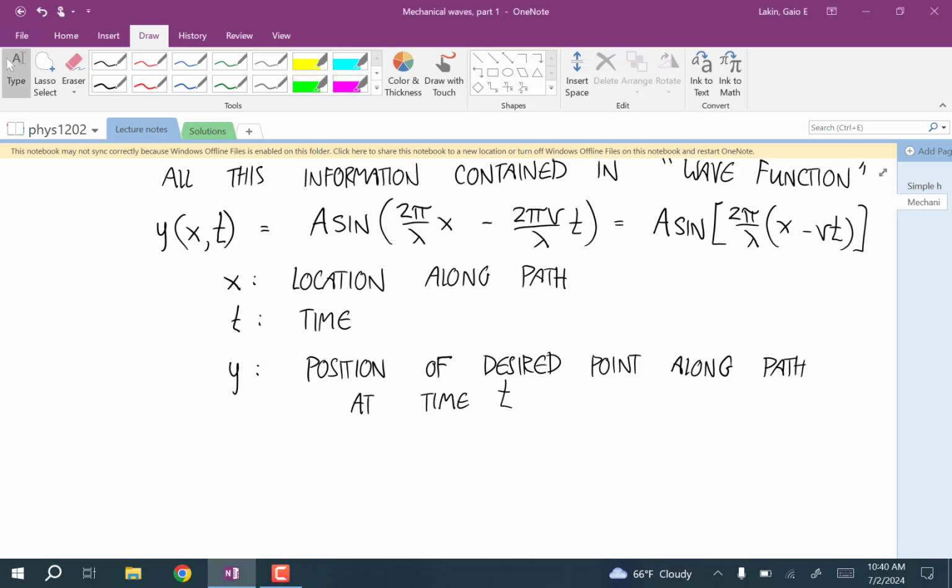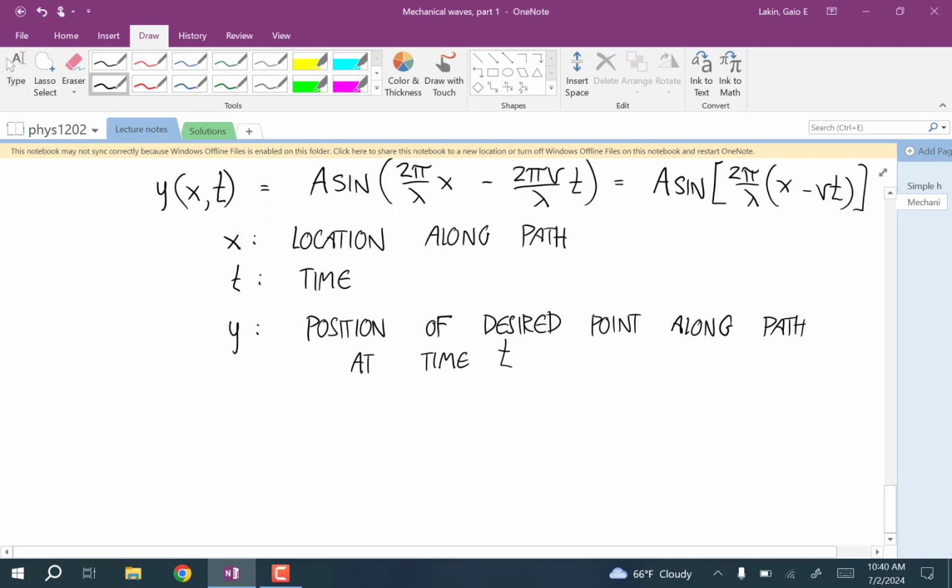So the first thing I want you to think about is which direction is this wave moving? We're talking about motion along a line, so it's either going to be in the positive x or the negative x direction.